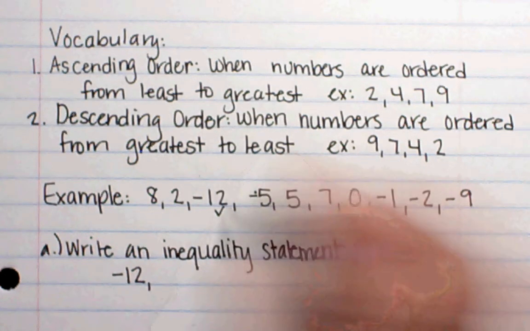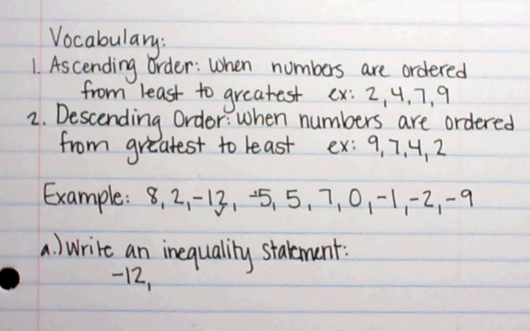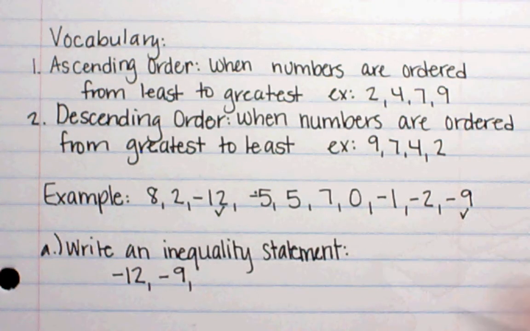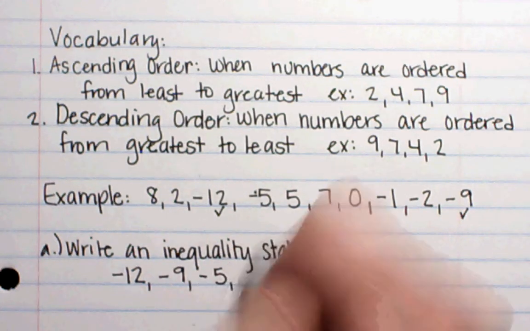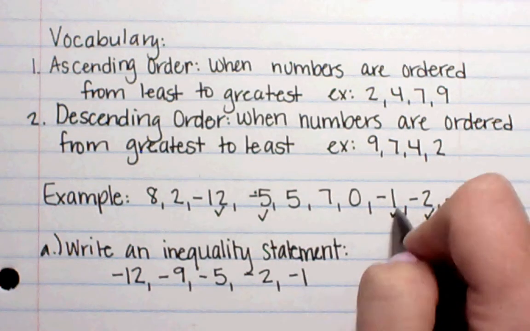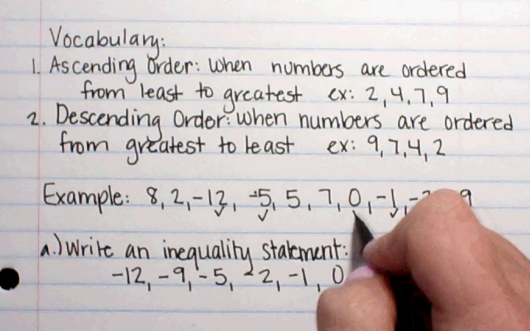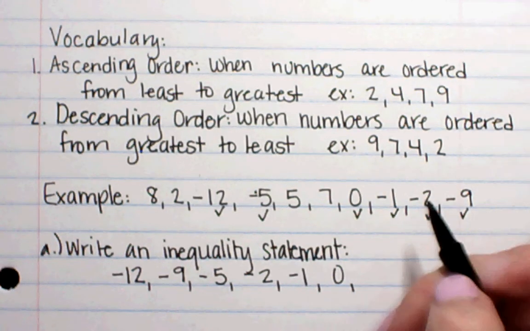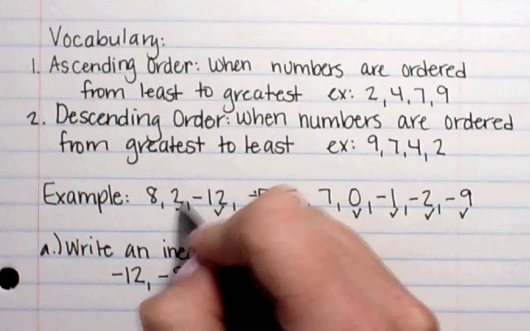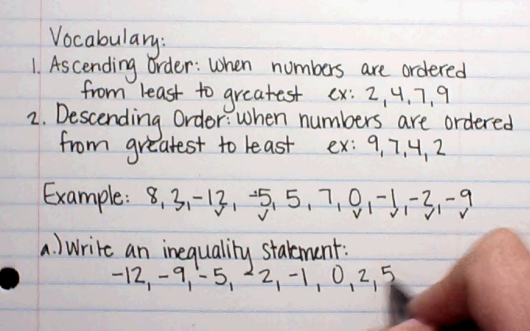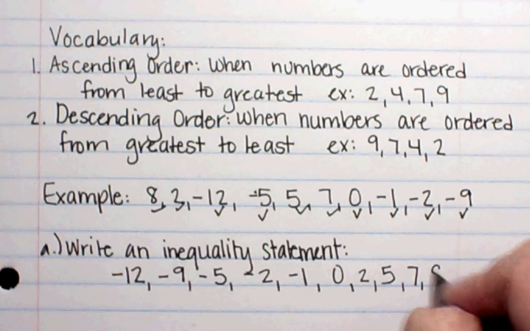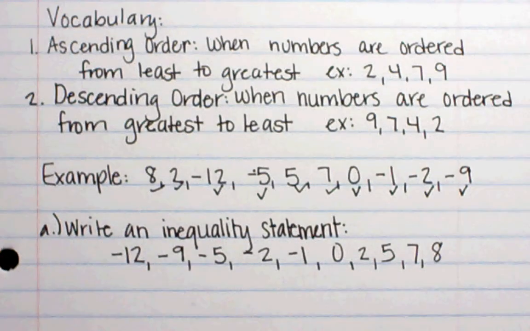I'm just going to put check marks underneath it to note that I had gone through it. The next would be -9. And then -5, -2, -1, 0, and then let's see, 2, 5, 7, and then 8. Okay, so I put those in order.